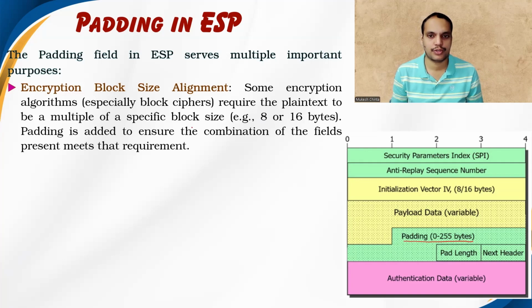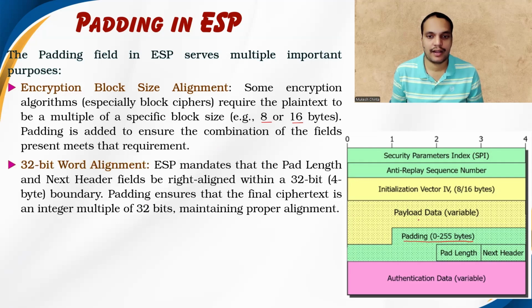Because most of the encryption algorithms require the plain text to be either a multiple of 8 or 16 bytes, this padding is implemented to ensure the combination of the fields meets that particular requirement.